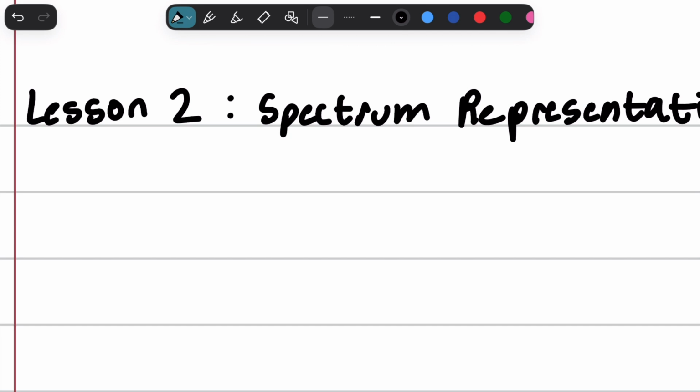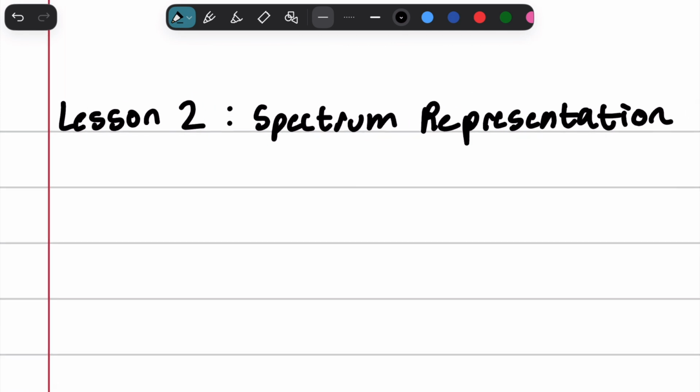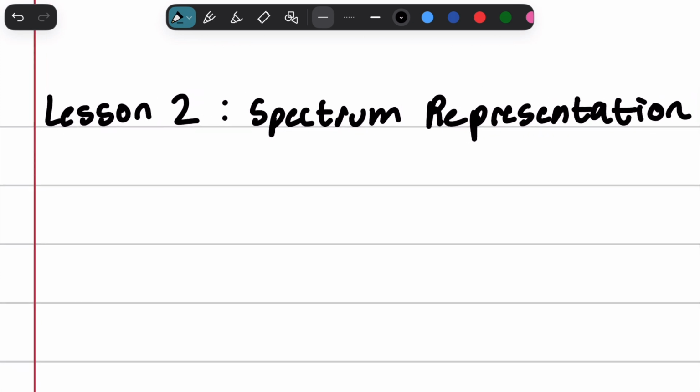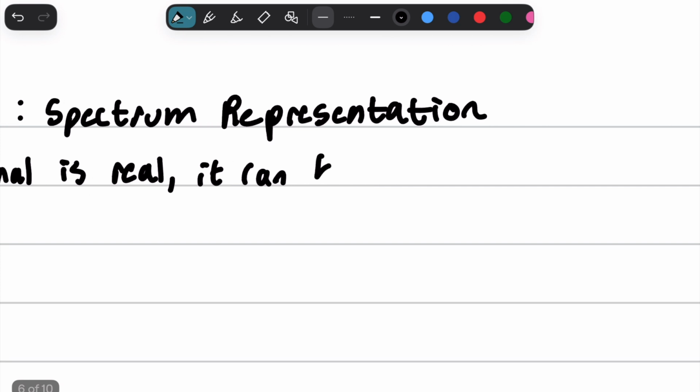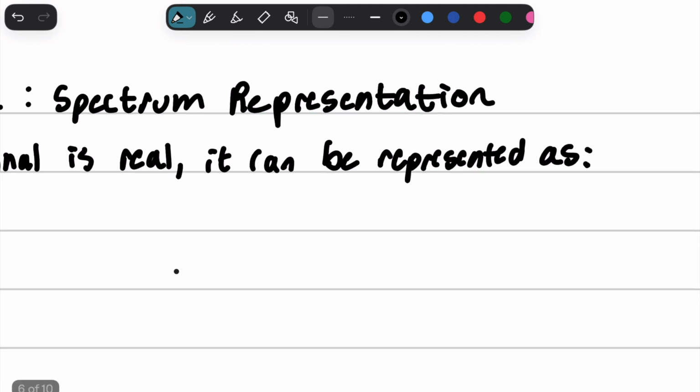And so first, we're going to go through why we can represent sinusoids in this way before actually seeing how it looks in our example. Okay? So first of all, we need to remember that if a signal is real, it can be represented as this.